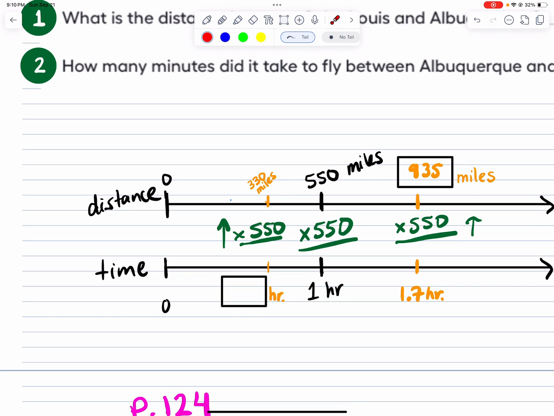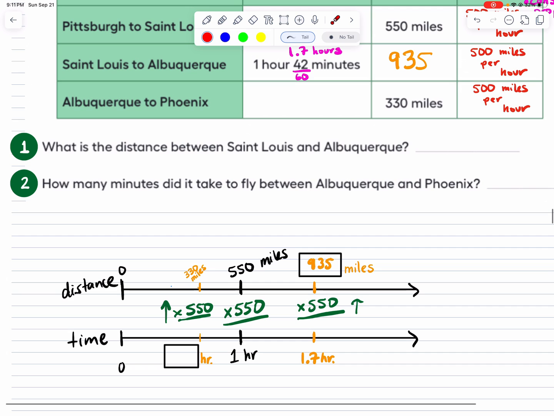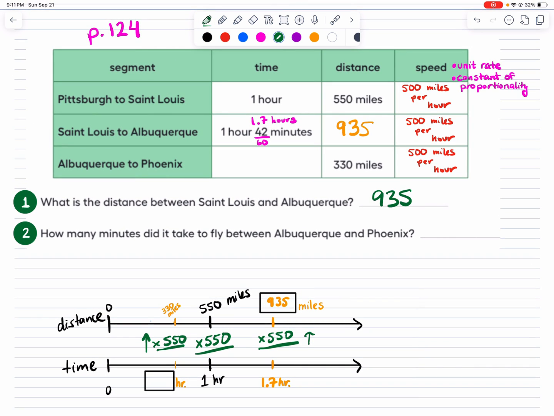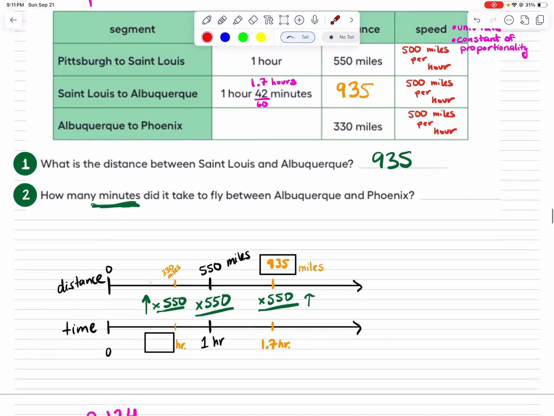So we have a situation here where we know how many miles it is, but we don't know how many hours it is. What is the distance from St. Louis? 935. There you go. Now it says for number 2, how many minutes did it take to fly from Albuquerque to Phoenix? It says minutes, so we have to turn that into minutes because it's going to be in hours. We'll think about that later. Okay, but first things first.